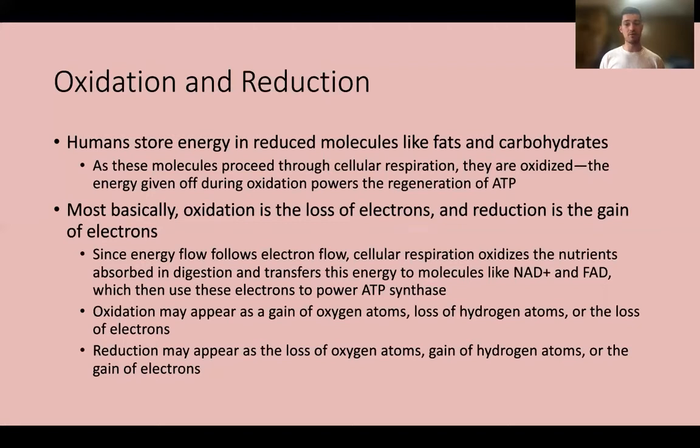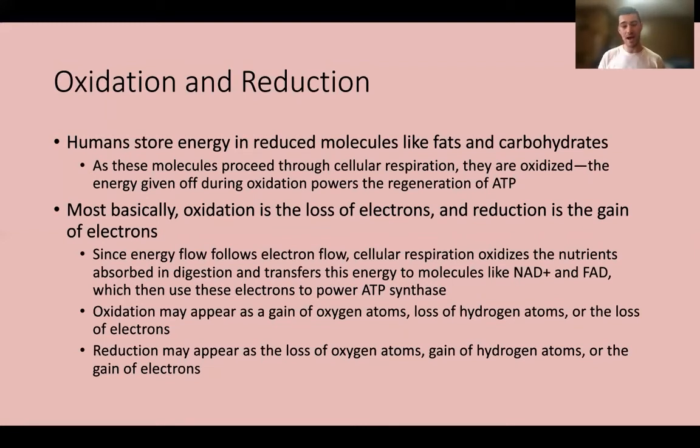So oxidation may appear as a gain of oxygen atoms. It may appear as a loss of hydrogen atoms or the loss of electrons. So technically, all three of these are the process of losing electrons. It's just not always as obvious as it may have been in general chemistry.